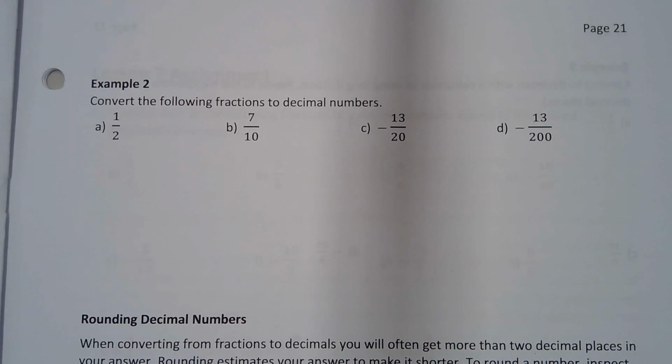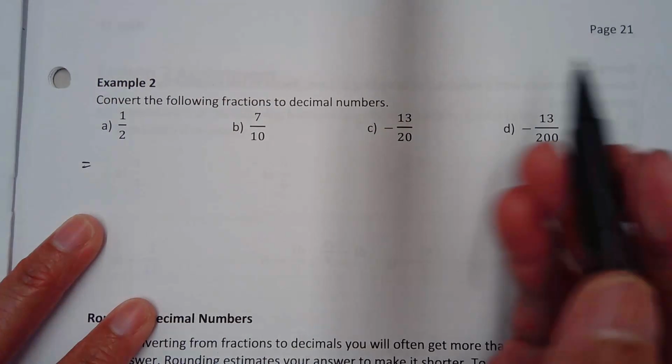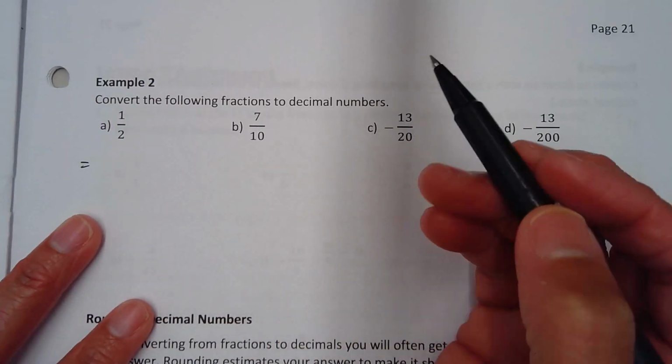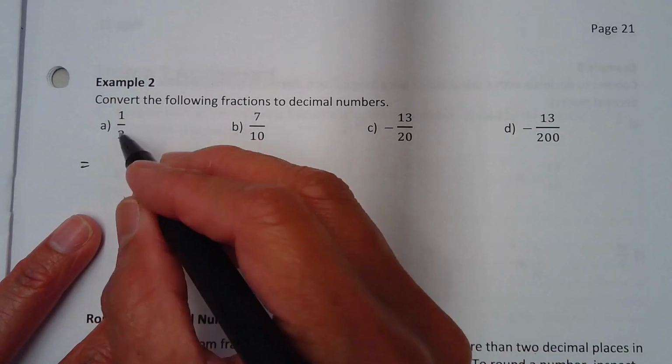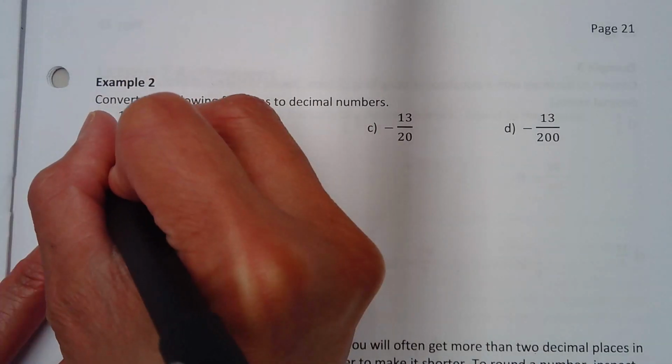Example number 2 says here, convert the following fractions to decimal. So we're going to go the other way around, when you have a fraction changing into a decimal. How would you change this into a decimal? You're going to divide. So 1 divided by 2 would be 0.5.